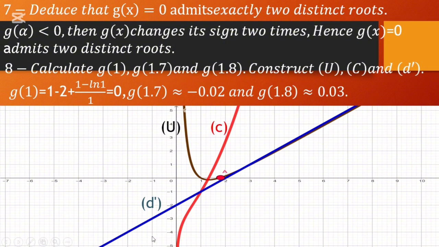Study the sense of variation of the function h defined over 0 plus infinity as h of x equal g of x square. Let us see the curve of the function g. This is u, the curve u. Curve u cuts x prime x at 1 and at a number between 1.7 and 1.8. G of 1.7 negative, we are below the x-axis. G of 1.8, 0.03, we are above the x-axis. Then there is a root between 1.7 and 1.8.